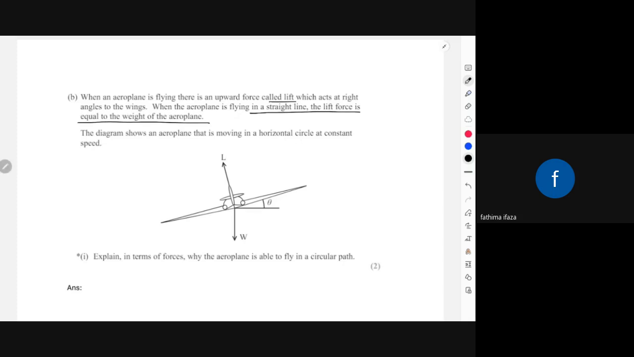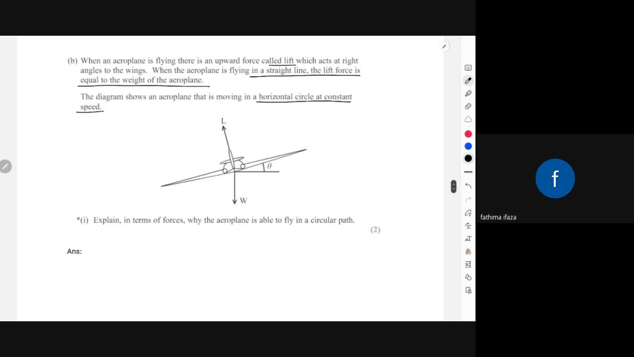This is a very repetitive pattern that you see in all circular motion questions. Horizontal circle at constant speed again indicates the same thing: it was moving with constant velocity magnitude, but the direction was changing. And we'll explain in terms of forces why the aeroplane is able to fly on a circular pathway. Before we move on to the overall concept, let's find out the distribution.